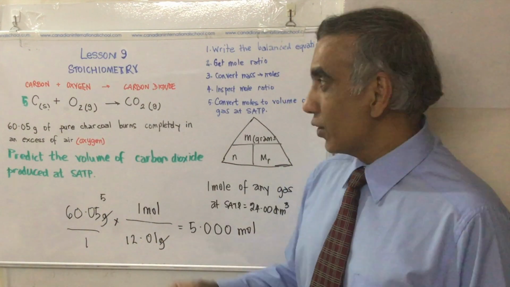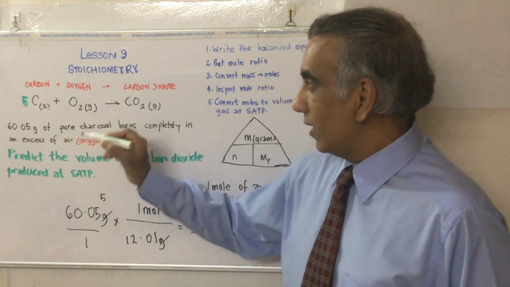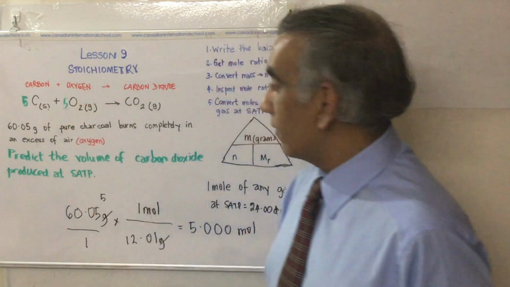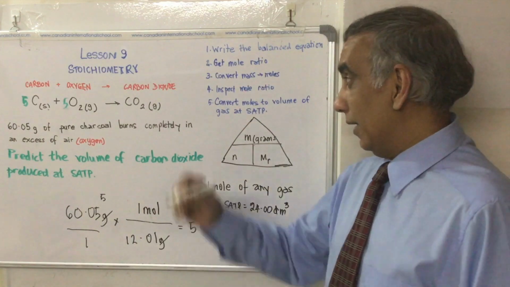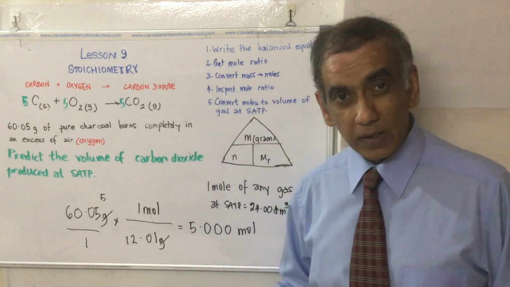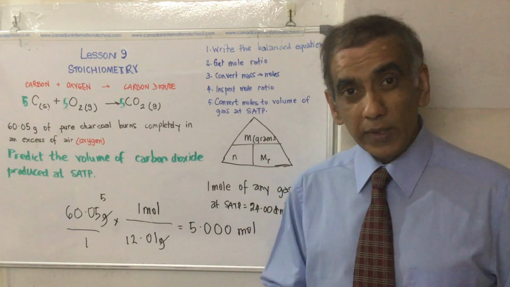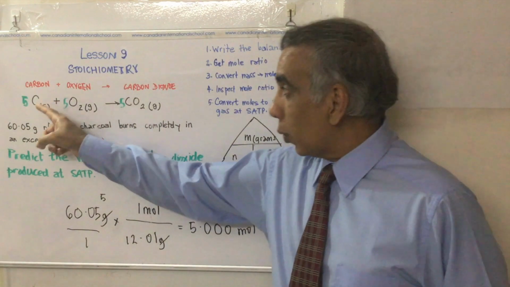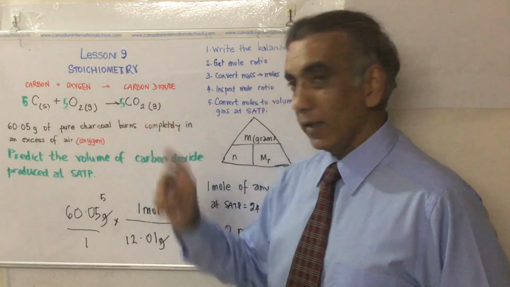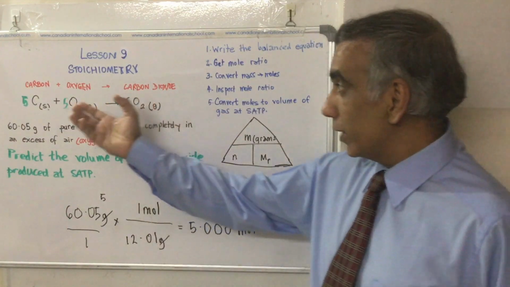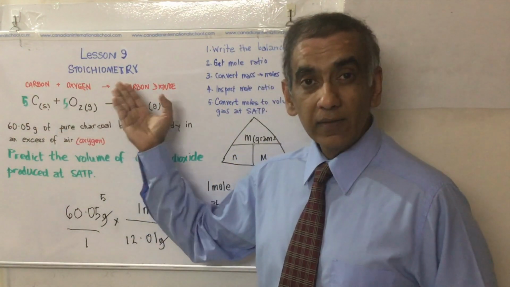What we are saying essentially is that 5 moles of carbon burns in 5 moles of oxygen, and that produces 5 moles of carbon dioxide. We are able to conclude this because the mole ratio from the balanced equation says 1, 1, 1. So if we actually have 5 moles, it means it's going to be 5, 5, 5.